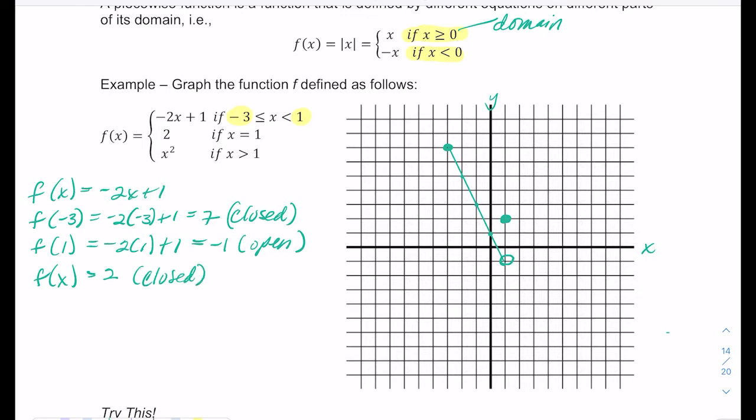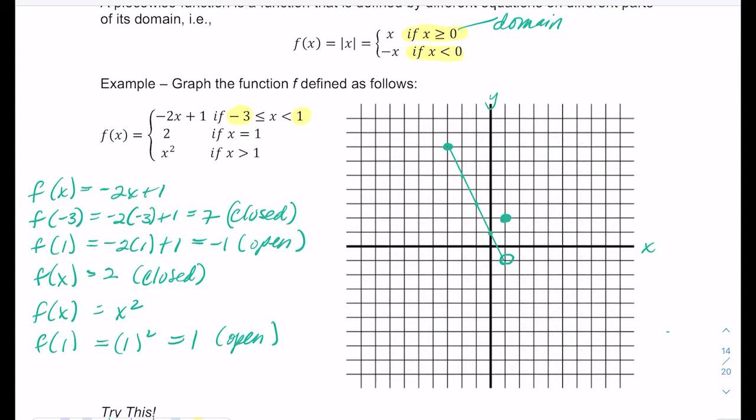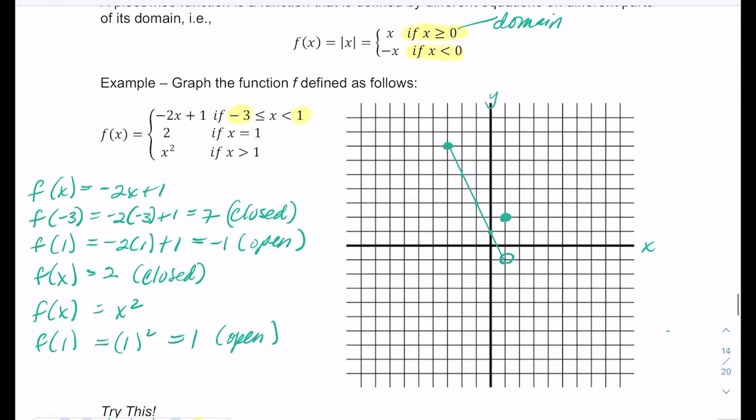And then for my final function, I have f of x equals x squared. It says if x is greater than 1. So I'm going to plug in 1. And when you square 1, you get 1. Since x has to be greater than 1, this is an open interval. So I know that when I plot 1, 1, I'm going to have an open circle.